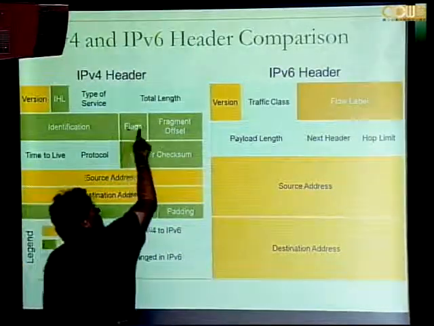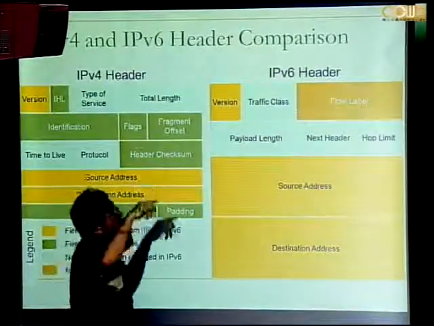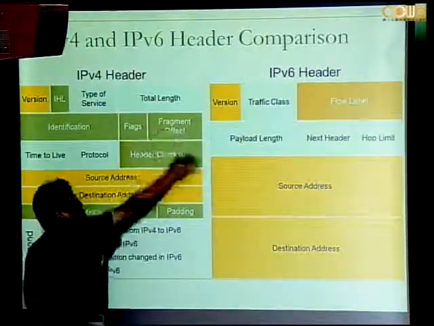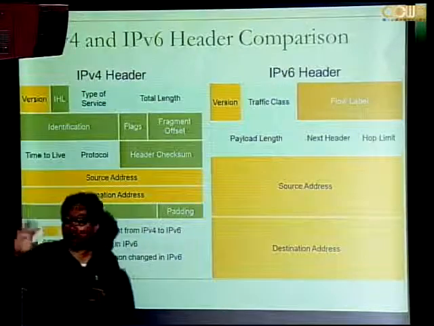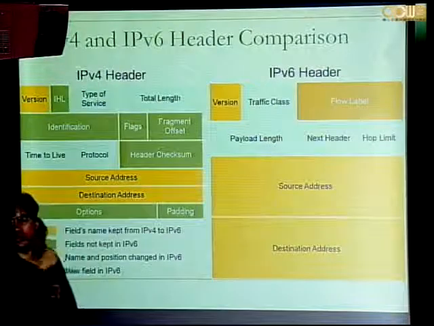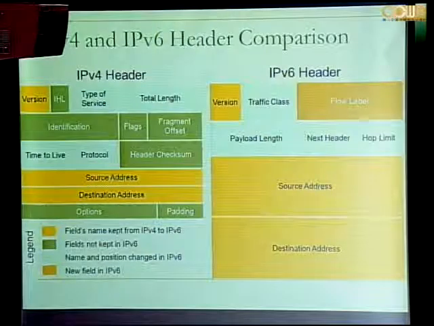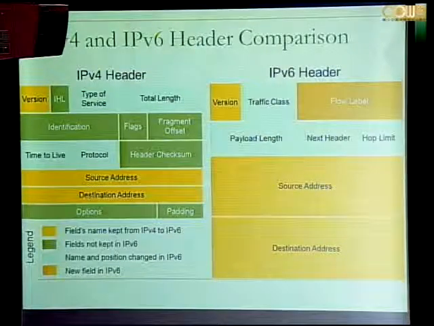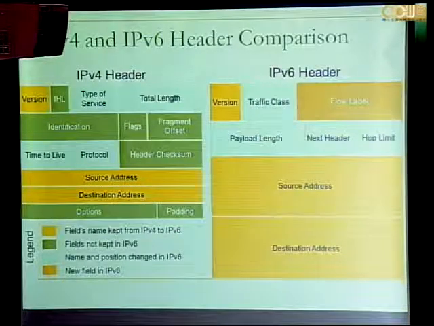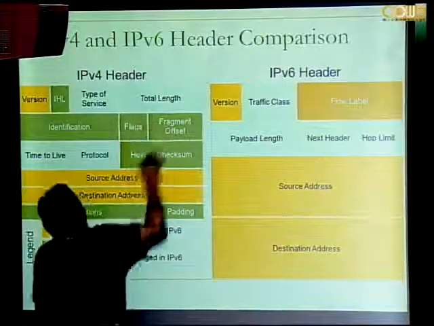And this is removed. The fragmentation is in the next header. It shouldn't be here. Fragmentation should be unaware to the router. The router shouldn't be involved in the fragmentation. In V4, the routers are involved, right? The router could do fragmentation. The router does not do reassembly, but it could do fragmentation. But in V6, the router should not be involved in the fragmentation or reassembly. So this is gone too.